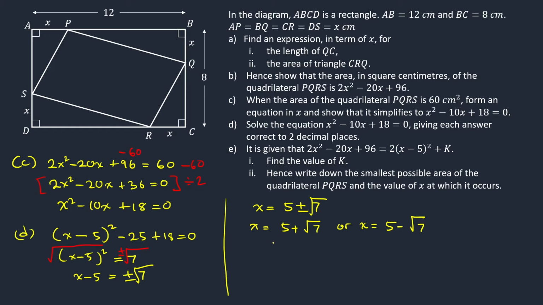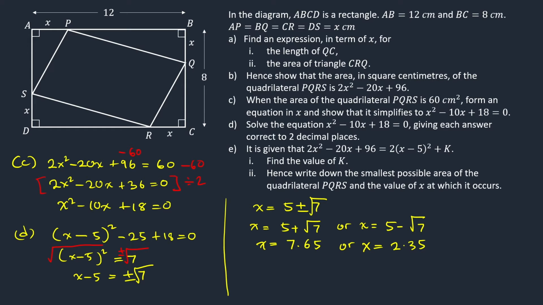So now we can solve using a calculator. Let me use my calculator here. So that is 5 plus square root of 7, rounded to 2 decimal places. So that is 7.65. Or x is equal to 5 minus square root of 7, that is 2.35. So that does it for D.